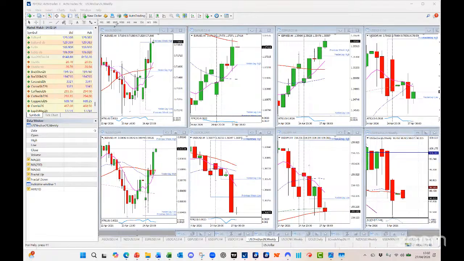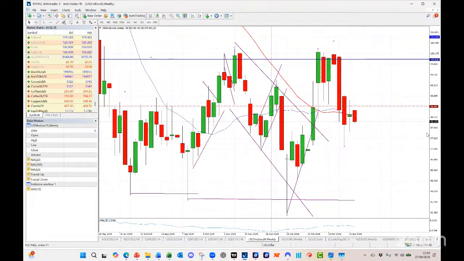Here we go on the dollar: Aussie on the 4 hour, Euro on the 4 hour, cable on the 4 hour, dollar Swiss, dollar yen, dollar CAD, Kiwi dollar, and then the dollar index. I have them like that so I can get a good view of the overall sentiment for the dollar. But whenever I'm looking at FX, I'm always going to start with the dollar index.